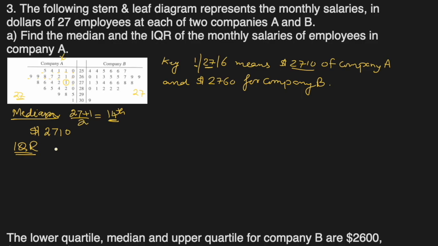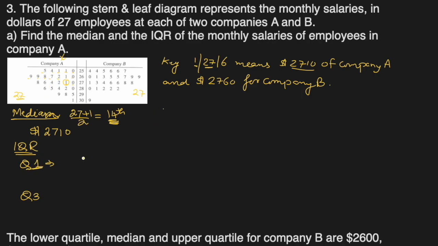So for IQR we need Q1 and Q3, lower quartile and upper quartile. Let's talk about the lower quartile. Lower quartile is the median of the lower half of the data excluding the median. So the 14th position, if I remove this 2710, remaining are 13 before this, right? The median of those 13 will be the Q1.